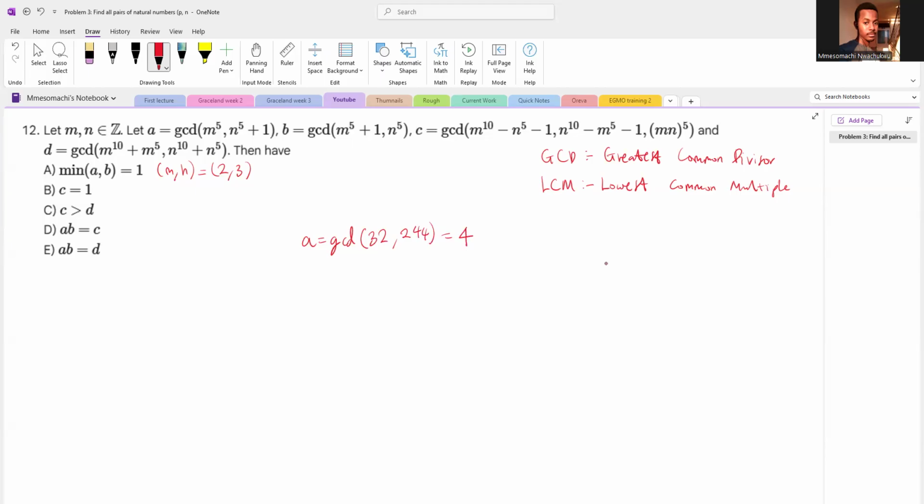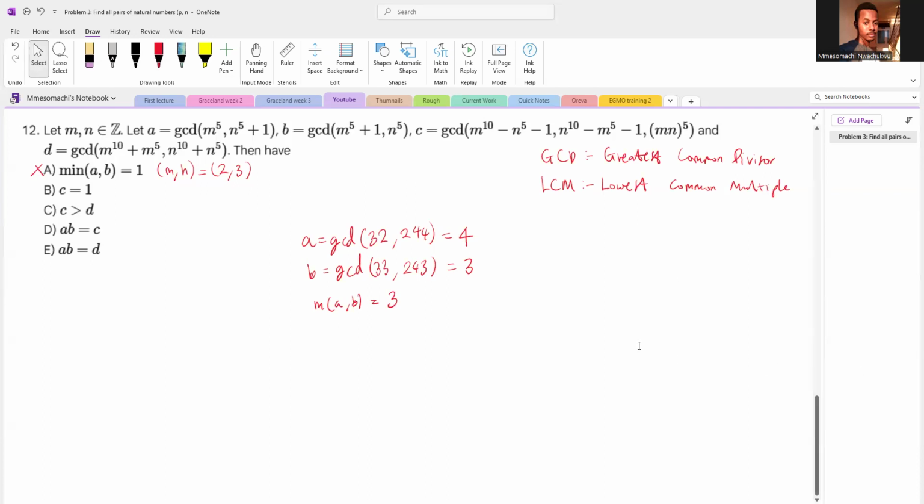And B is going to be equal to the GCD of 2 to the power of 5 plus 1, that'll be 33, and 3 to the power of 5, which is 243. So the GCD here is 3. So the min of A and B is equal to 3. 4 and 3, the minimum is 3. So we see that option A is wrong.